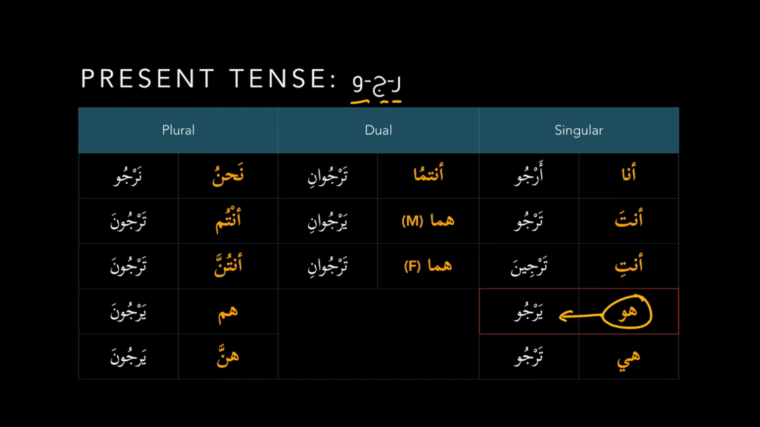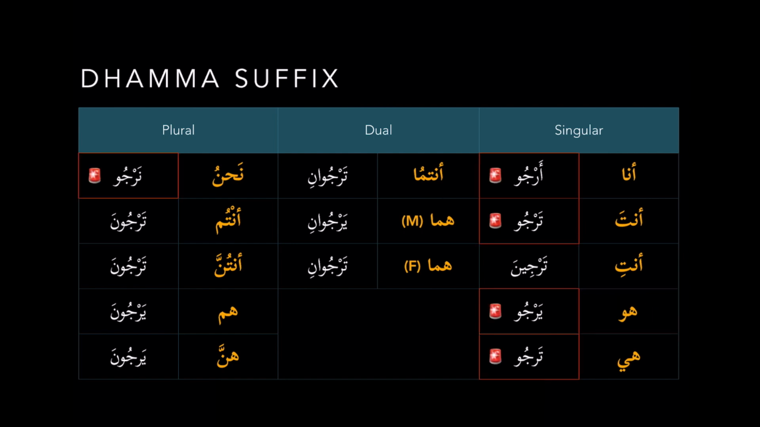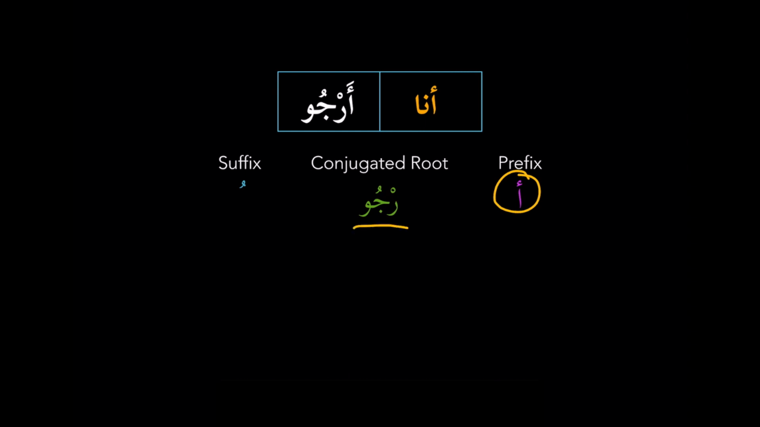And one of the first anomalies I notice is that the conjugations that have a dhamma suffix like ana, anta, huwa, hiya, and nahnu, the dhamma has completely disappeared. Let's take a close look at the ana conjugation to see what's going on. Ana arju. If we break this down, we have the prefix for the ana conjugation in the present tense, the alif, the conjugated root, and then the suffix, the dhamma. If we were to combine all this together, we would end up with ana arju.